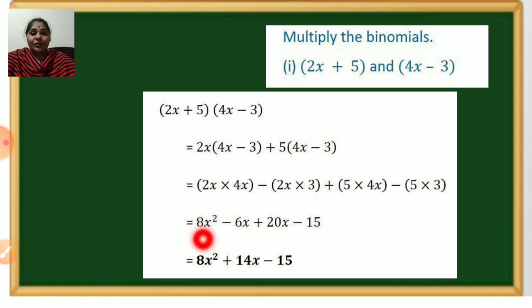Now 8x square as it is. Minus 6x plus 20x will be 14x, that is nothing but 20 minus 6 is 14. So 14x minus 15 as it is. I hope this is clear, children. You have to copy these answers in your classwork, whichever is being taught from the exercise.